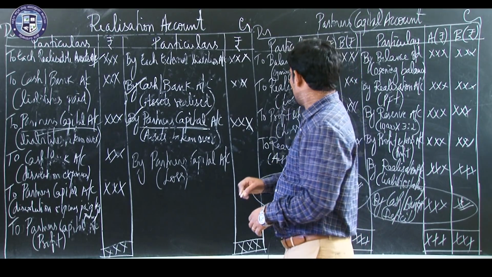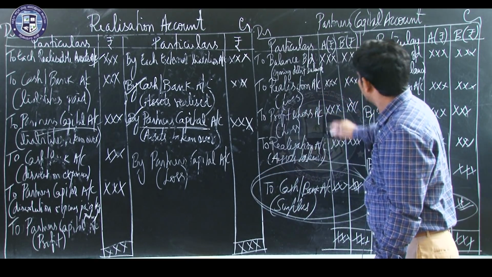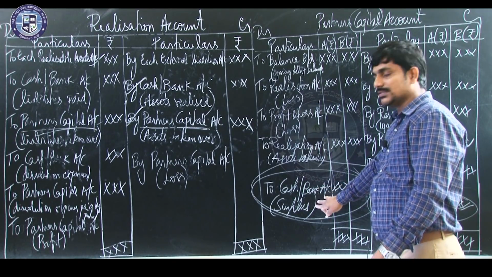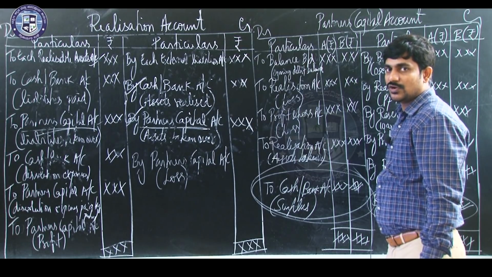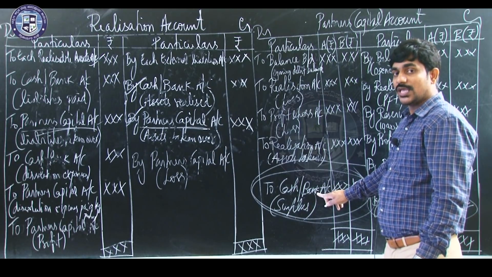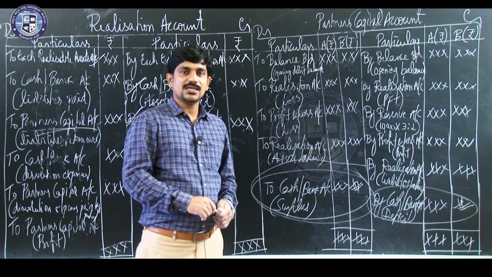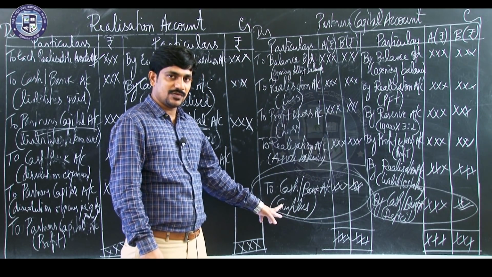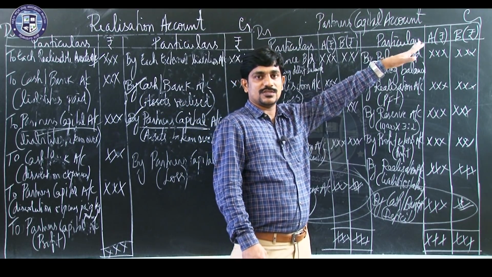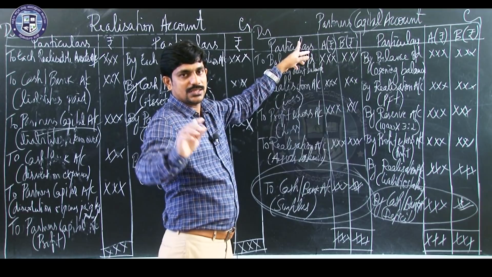Then finally, you have to transfer the balance of partners capital account. See here, the balance of partners capital account, you have transferred to cash or bank account, whether it is a surplus or a deficit. Now, this information also you need to transfer to the cash or bank account. If it is a surplus balance, here you have written it on the debit side. So, when you are transferring, it goes to the credit side by partners capital account. You have to write the name of the partner, by A's capital account, by B's capital account.